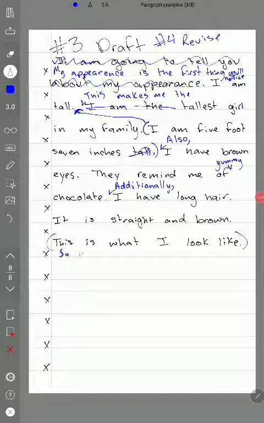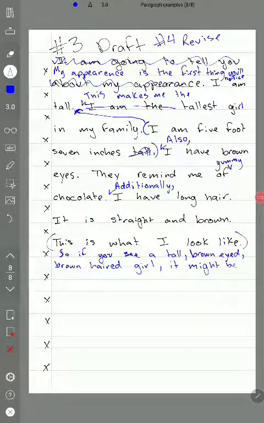So, if you see a tall, brown-eyed, brown-haired girl, it might be me. See, conclusions and topic sentences don't have to be so stiff. You can make them pretty fun.